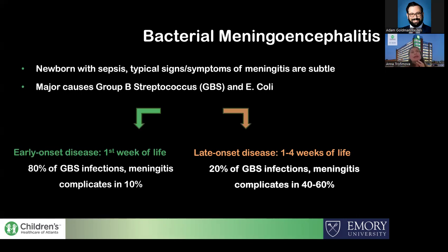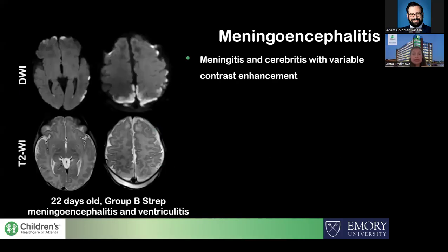And then there is what's known as late onset disease, which happens during the first through the fourth weeks of life. And it's a minority of these infections. However, it has a much higher rate of meningitis complication, which can happen in up to 40 to 60% of cases.